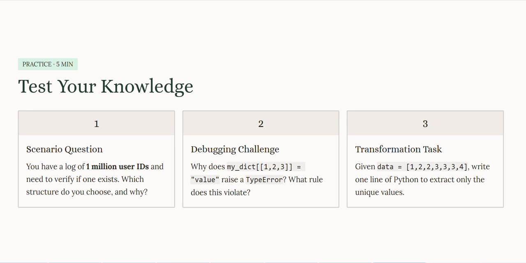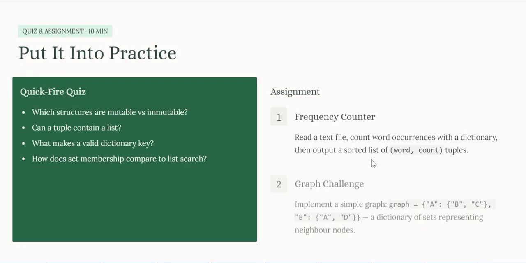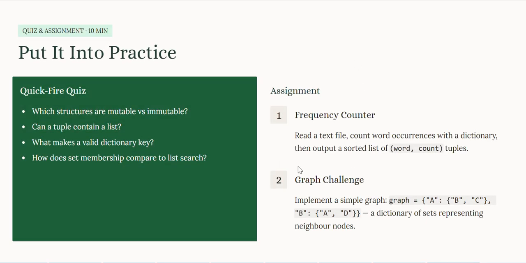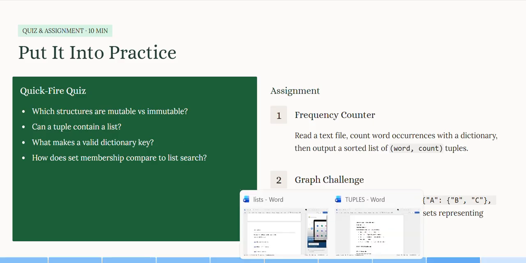Test your knowledge. Scenario question: you have a log of 1 million user IDs and need to verify if one exists. Which structure will you use? Dictionary, ... A ValueError or TypeError is raised. Which rule does it violate? Transformation task: write one line of Python to extract only unique values. Like all these things you'll be able to do by the end. Okay. So this you can solve at the end of our lecture when you'll know everything related to it.